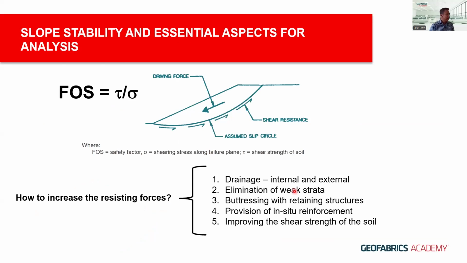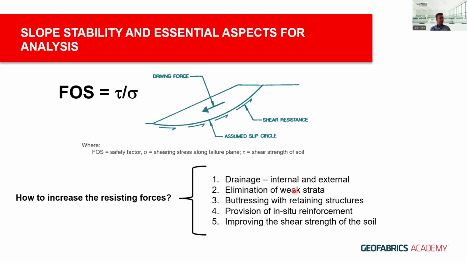In a simplistic form, slope stability comes down to a driving force, i.e. a shearing stress along a potential failure plane, and then the existing shear strength of the soil resisting that shearing stress from occurring. So the factor of safety is effectively the available shear strength over the shear stress on the failure plane.